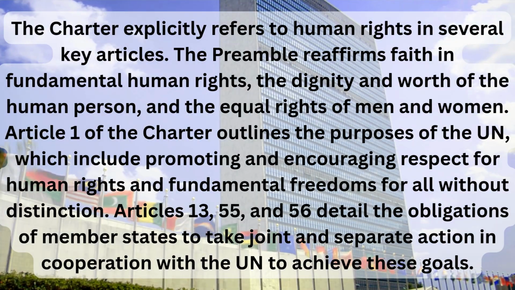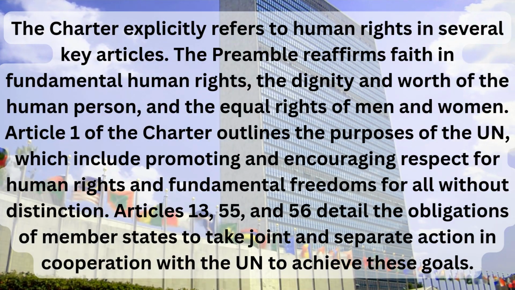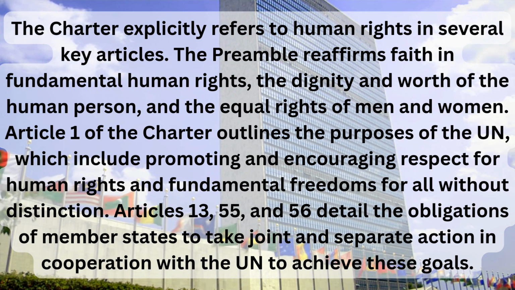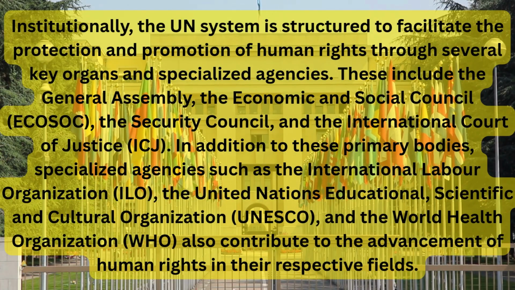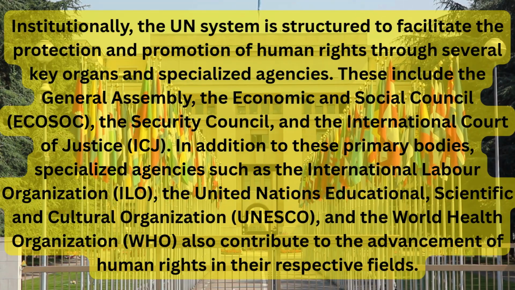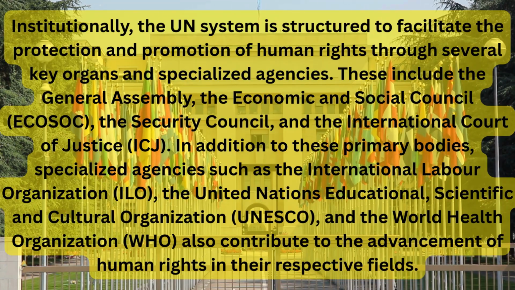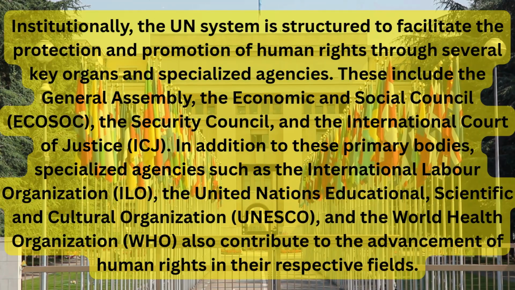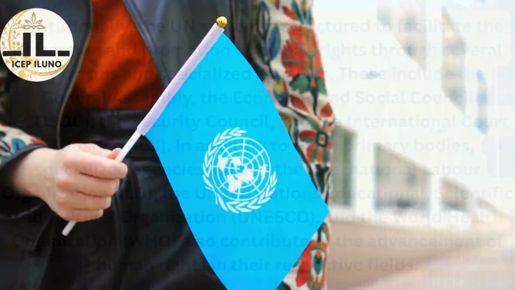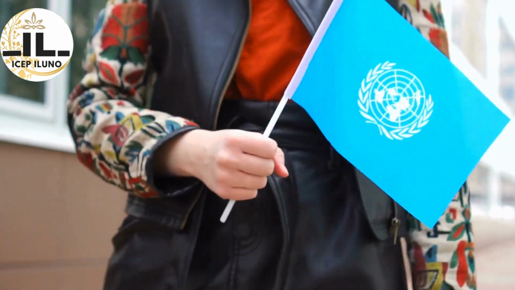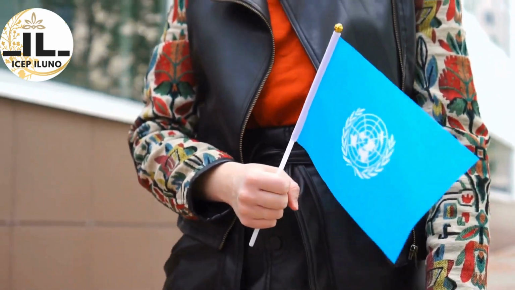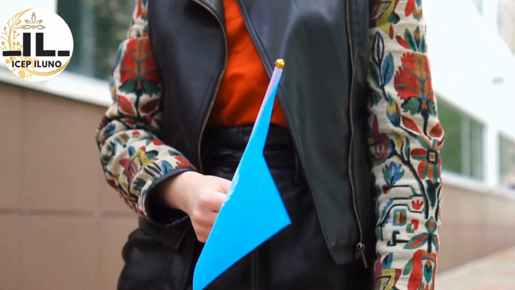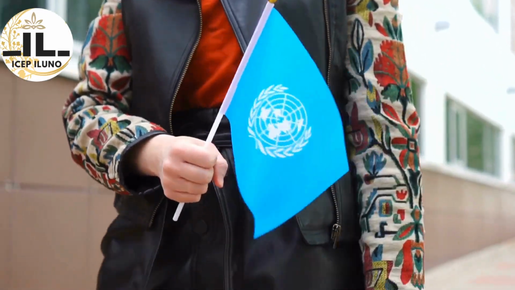Human rights are enshrined in the UN Charter, the organization's foundational document, making the protection of these rights a core principle of international relations and cooperation. The Charter explicitly refers to human rights in several key articles. The preamble reaffirms faith in fundamental human rights, the dignity and worth of the human person, and the equal rights of men and women. Article 1 of the Charter outlines the purposes of the UN, which include promoting and encouraging respect for human rights and fundamental freedoms for all without distinction.